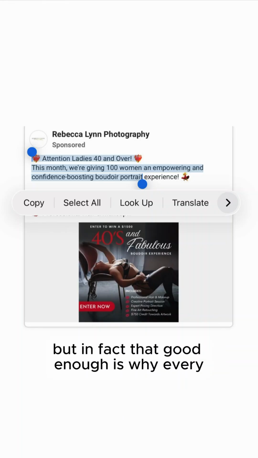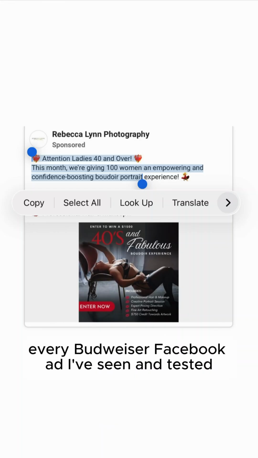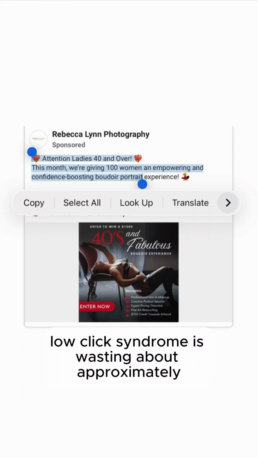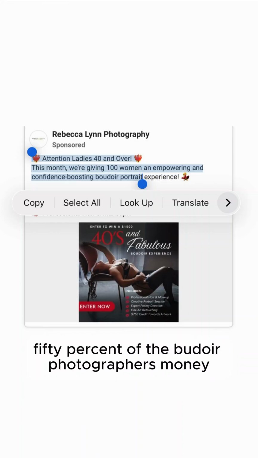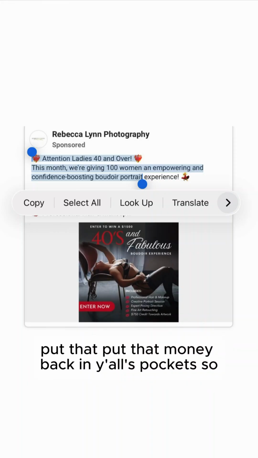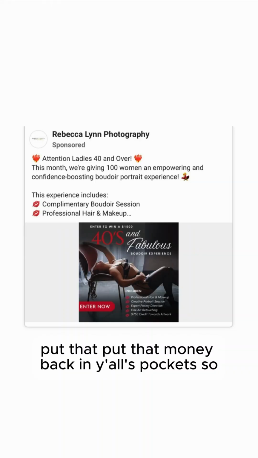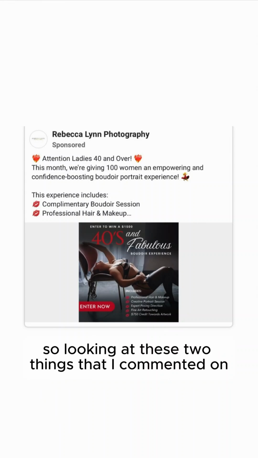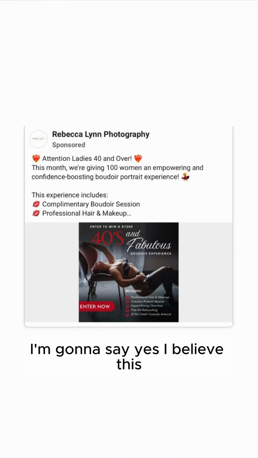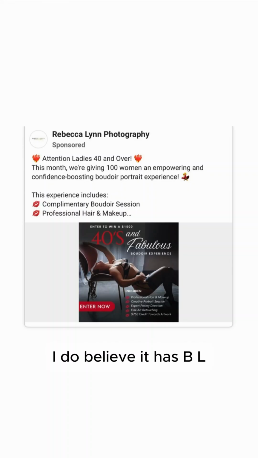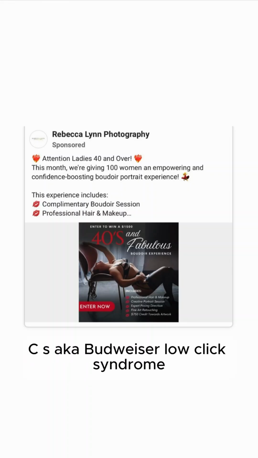But in fact, that good enough is why literally every boudoir Facebook ad I've seen and tested has had BLCS, aka Boudoir low click syndrome, and is wasting approximately 50% of the boudoir photographer's money every single day, every single month. So we want to solve that, put that money back in y'all's pockets. All right, so looking at these two things that I commented on, I'm going to say, yes, I believe this Boudoir Facebook ad has a unique CTR under 6%. Therefore, yes, I do believe it has BLCS, aka Boudoir low click syndrome.